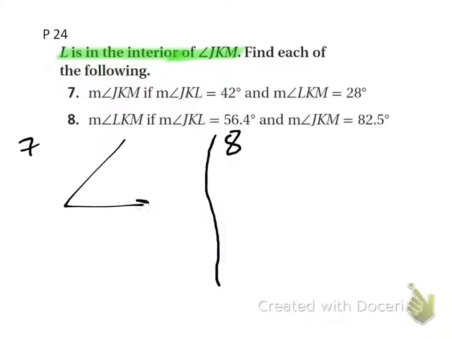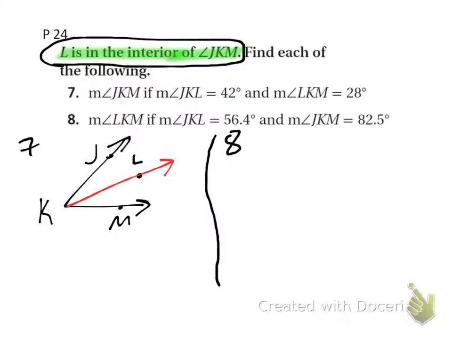So let's make an angle JKM, and we're going to put L inside, between, and this ray from K to L, and we're asked to find the measure of angle JKM if the measure of angle JKL equals 42 degrees and the measure of angle LKM equals 28 degrees. What we're going to do is set these problems up by writing the angle addition postulate. The angle addition postulate says that this part of the angle, this angle here, plus this angle here, equals the whole angle. So that would look like this, okay? And you fill in the blanks.